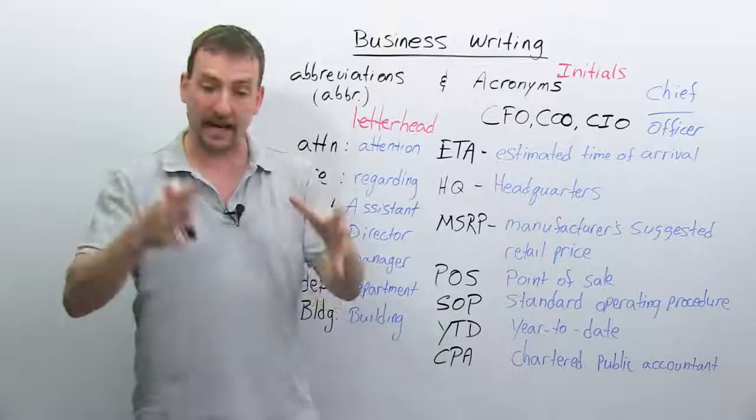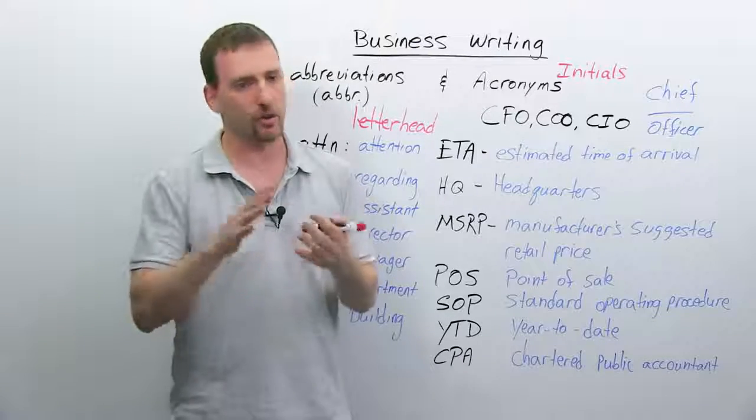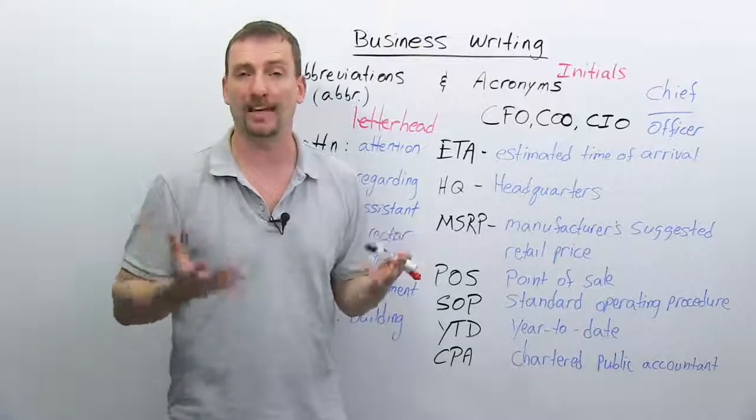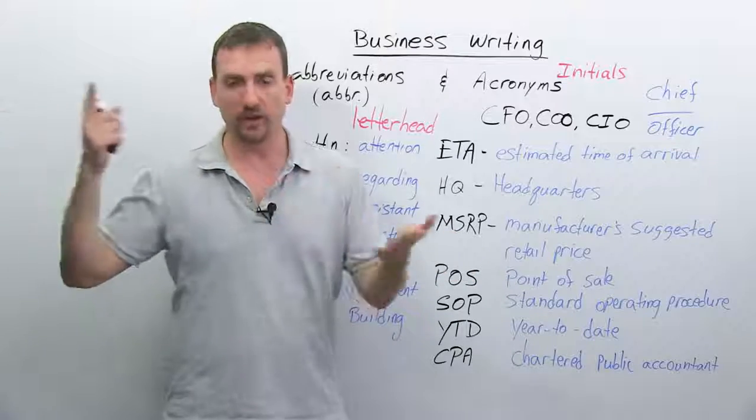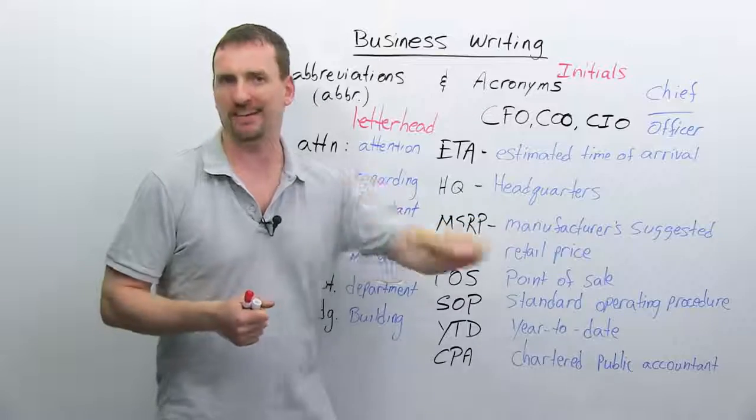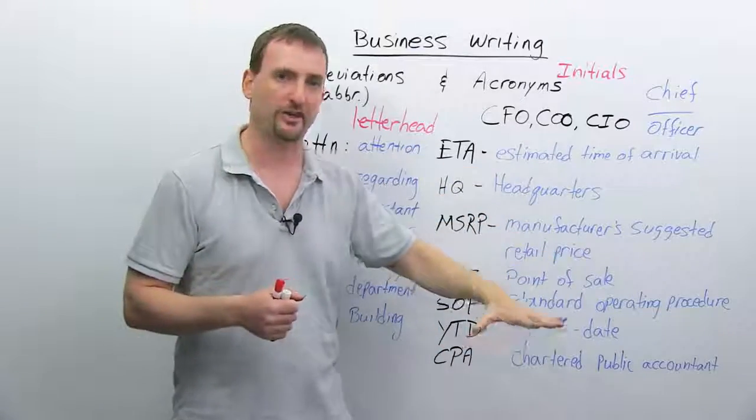So the company that made the product tells the stores and tells the distributors, oh, you should sell this for $100. Okay, that's what you can get for it. But then the stores, they want to compete with other stores, so they go, we will beat the MSRP by 10%. We will go under the manufacturer's price.